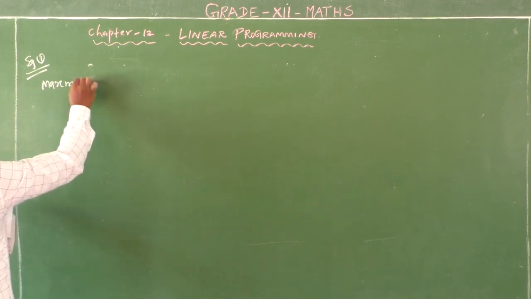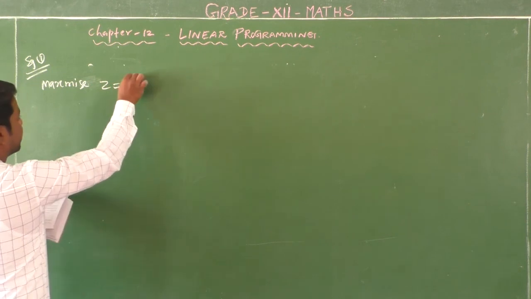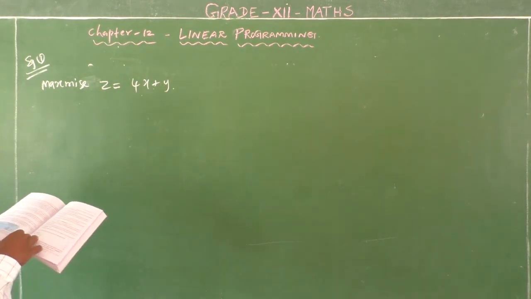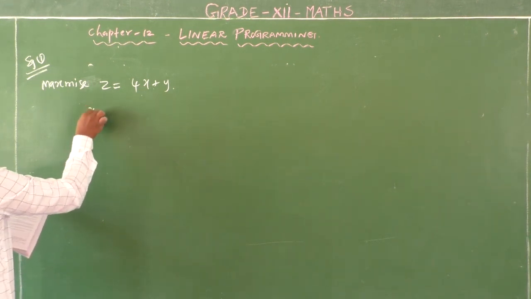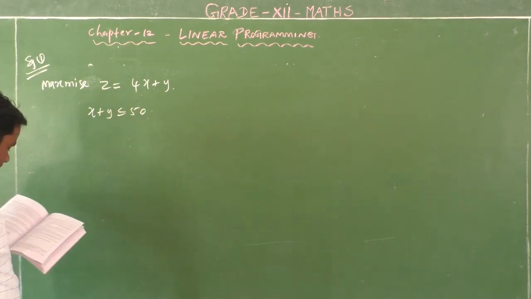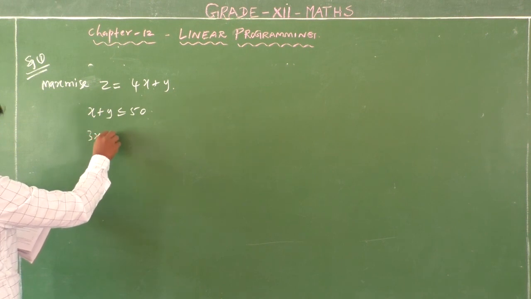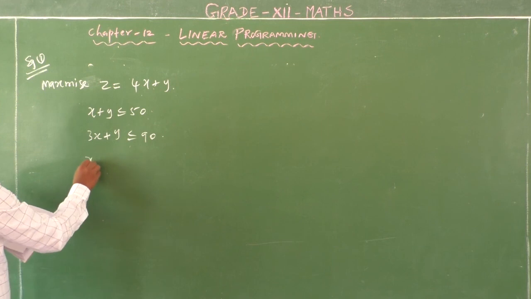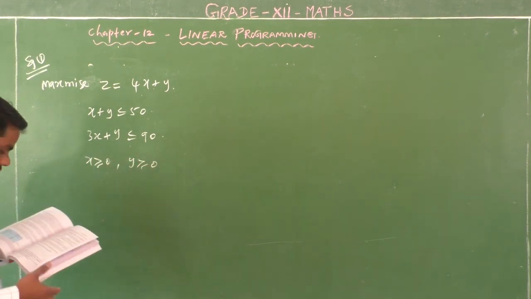Maximize z equal to 4x plus y. This is the objective function. Subject to the constraints, x plus y is less than or equal to 50, and 3x plus y is less than or equal to 90, and x is greater than or equal to 0 and y is also greater than or equal to 0.